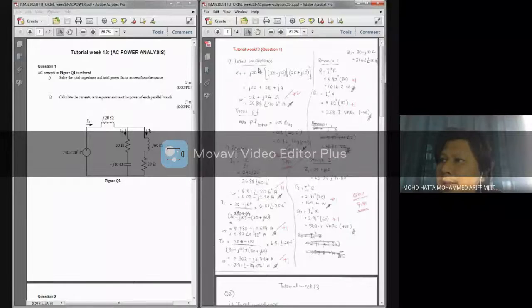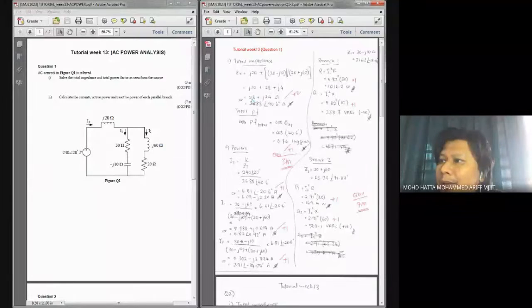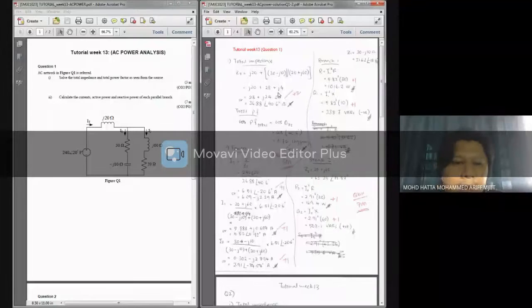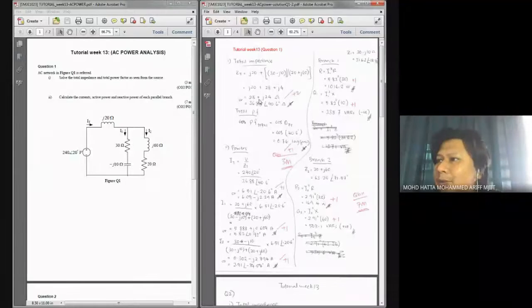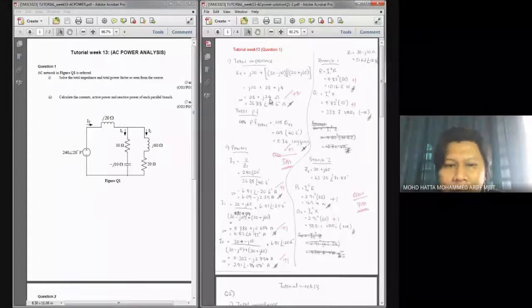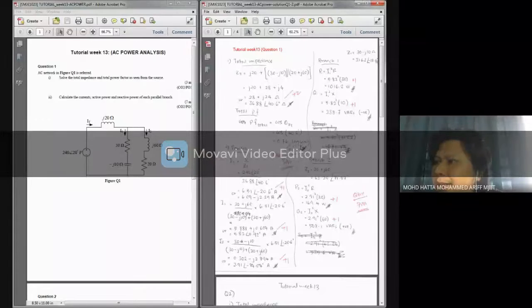Looking at the impedance, if you combine the impedance, you will end up with 28 plus J24. This means that you're going to have an RL circuit, so the nature of the circuit is inductive because we have plus J24. If you have minus J24, the nature is capacitive, which means we're going to have a leading power factor.